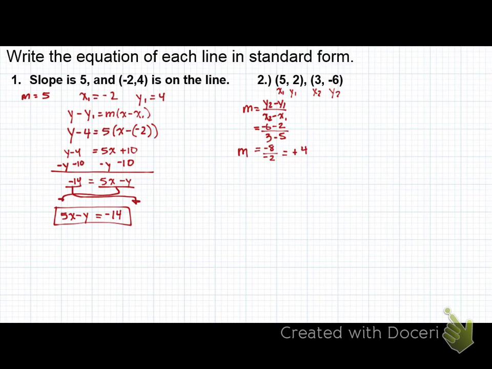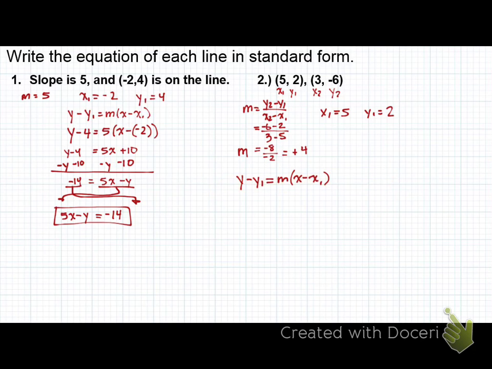So our slope is equal to positive 4. Does that make sense so far? Okay. And then I'm going to use the point-slope form to start this off. So I'm going to just identify x1 and y1, and I'm writing down my point-slope form just like before, okay? And I have every piece of information I need right there, okay?